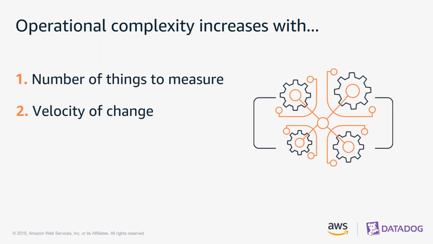Operational complexity increases with the number of things to measure and the velocity of change. As you saw both in Cameron's and my slides, with orchestrated environments and CI/CD tools, both of these factors are moving up and to the right.